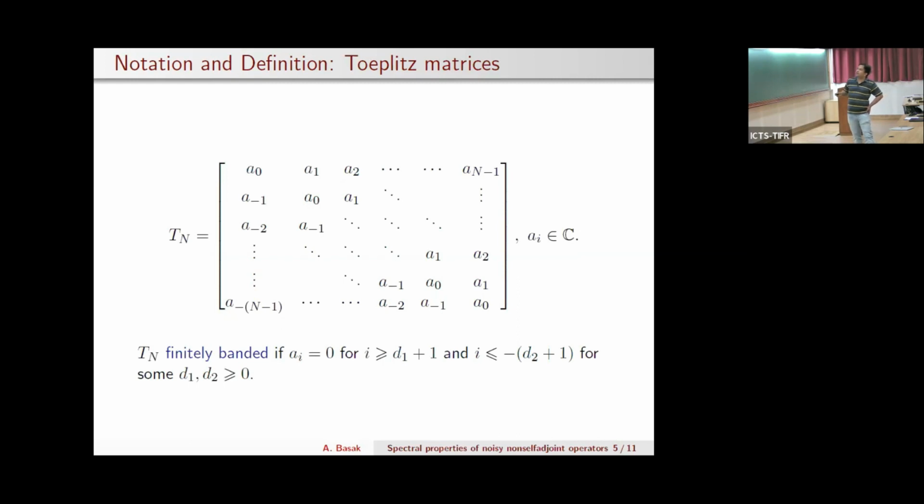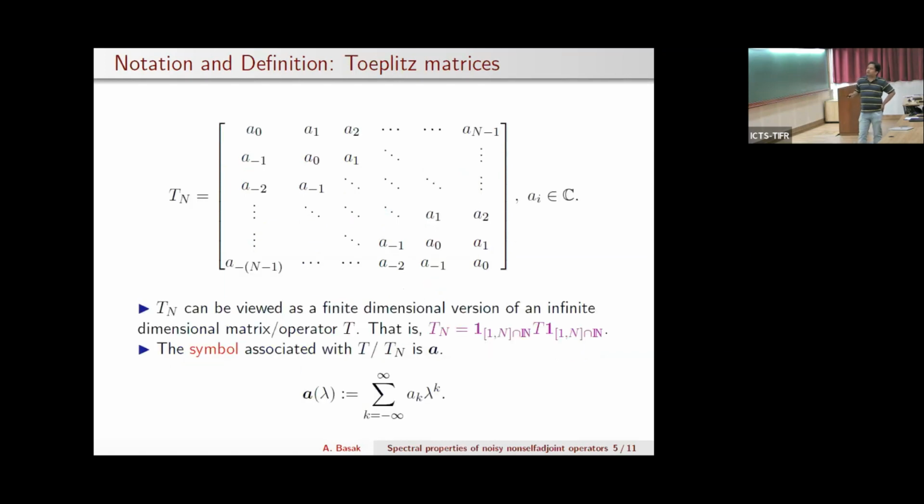Here I'll only talk about the result when Tn is finitely banded, meaning that there is a band structure along the main diagonal. Outside that, it is 0. And of course, you can view this Tn as a submatrix of a bi-infinite operator, and therefore you can view your Tn as a restriction of this operator.